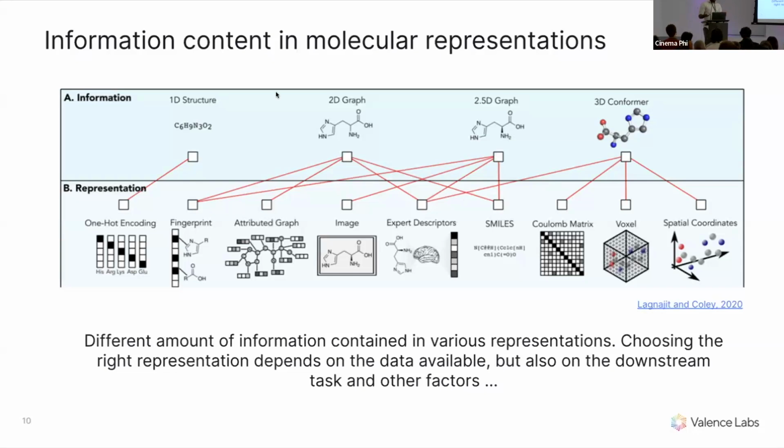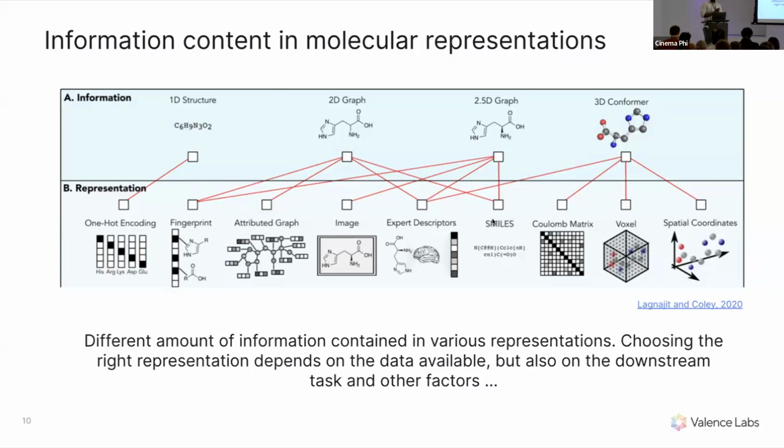Then you have the 2D graph, which is a lot more intuitive. That's how we think about molecules, the 2D structure of the molecules. The 2D graph you can encode into a fingerprint, I will go into detail about that, or a molecular graph, or you can convert it to an image if you want to. Or you can use the 2D graph to extract some handcrafted features like molecular descriptors and such. You can also convert the 2D graph into a text representation that we call SMILES.